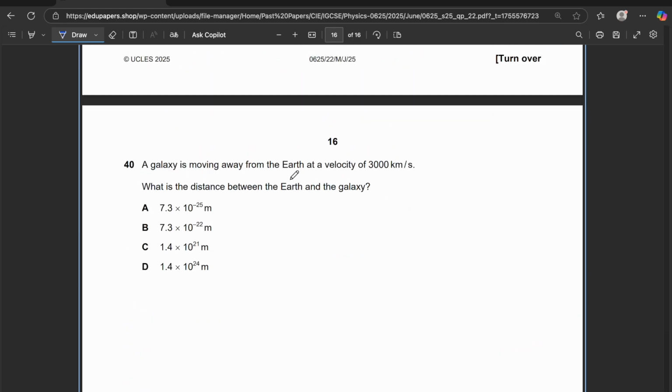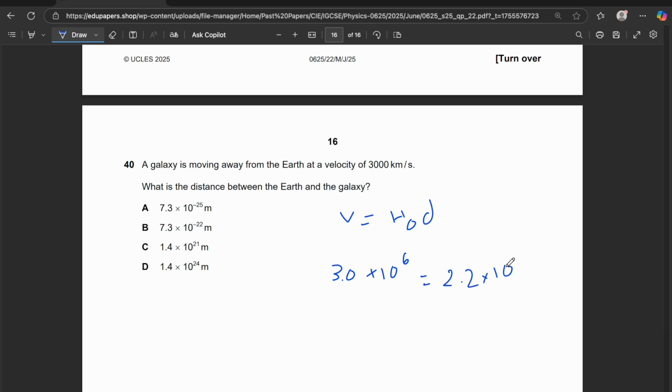40. A galaxy is moving away from the Earth at a velocity of 3,000 kilometers per second. What is the distance between the Earth and the galaxy? So we have this equation: v is equal to h0 d, and velocity is 3.0. We'll convert that to meters directly. 3.0 into 10 power 6, and h0 is 2.2 into 10 power minus 18, times d. So if we put that in the calculator, we get C.